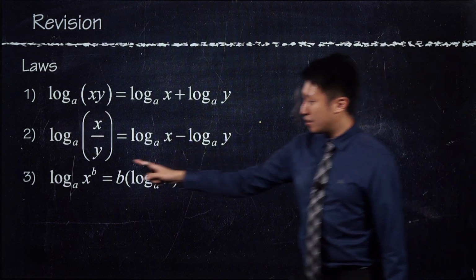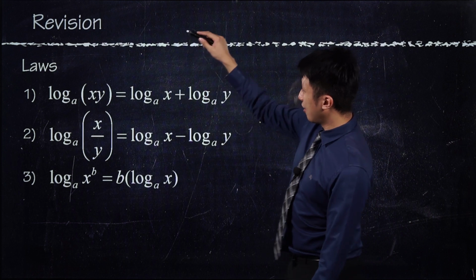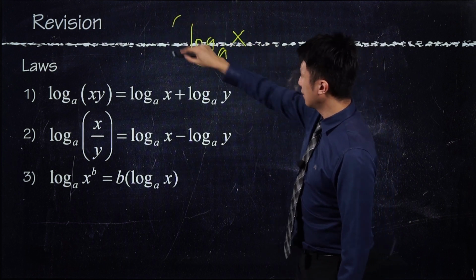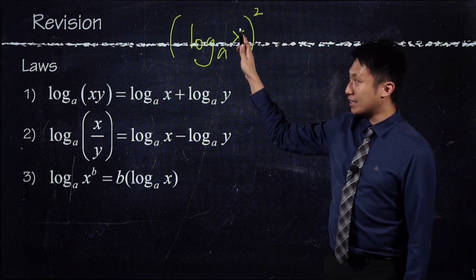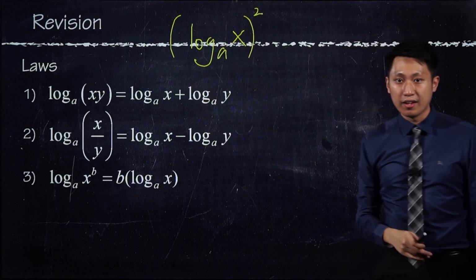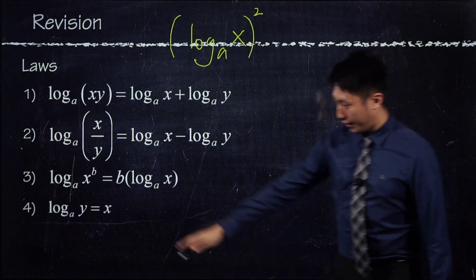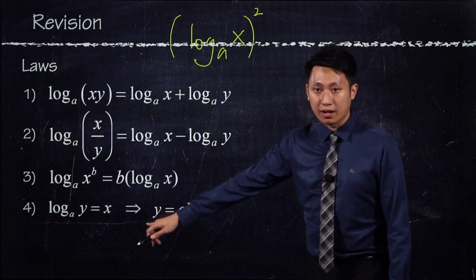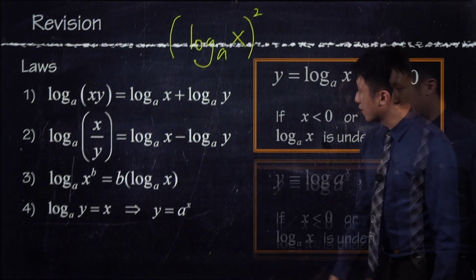Next, this one, b can pull it out, and don't get confused with this: log of ax, the whole thing, squared. What is this equal to? This is equal to log ax times log ax. This one has nothing to do with bringing the 2 down. Okay, you have done that before. So let's go. Okay, this one, log a y equal x. This one implies what? y equal a to the power x. This one is an index form. That's a log form.